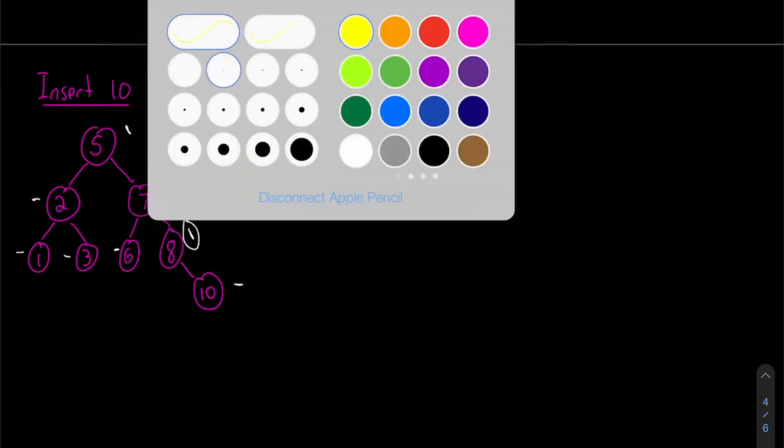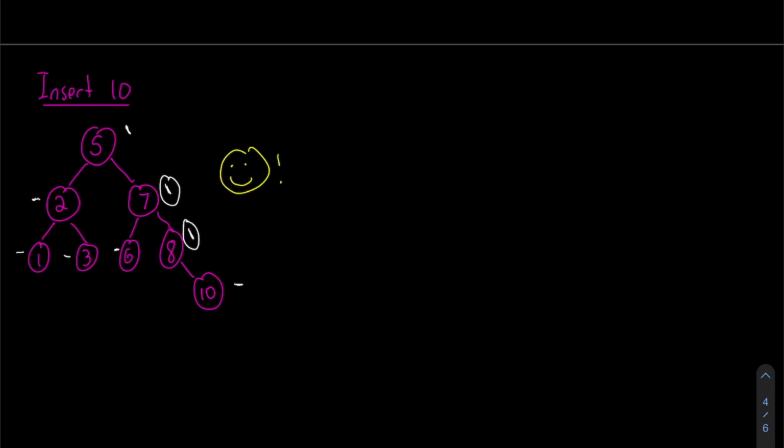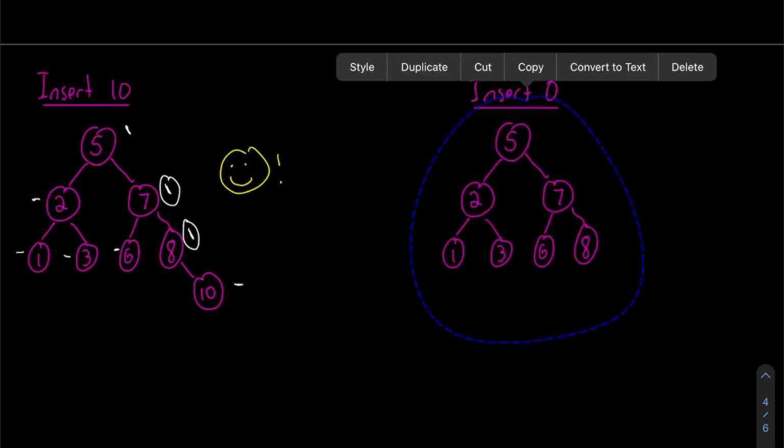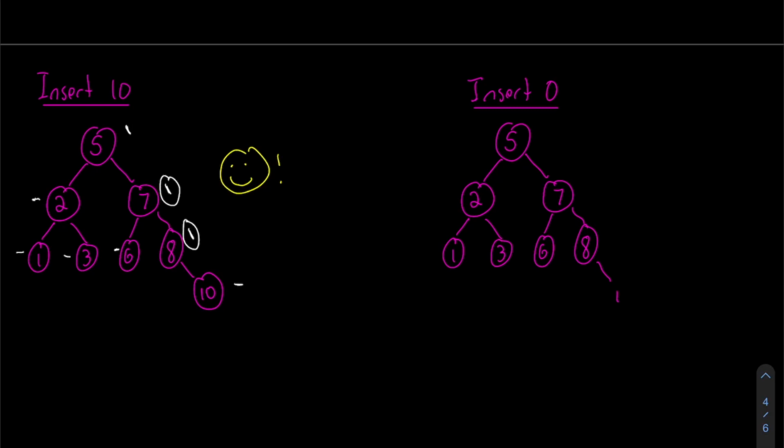What if we insert 0? What happens if we insert 0? So why don't we take a look? I'm going to take the previous tree, put a 10 here from last time. If I insert 0, well, what is that going to look like?